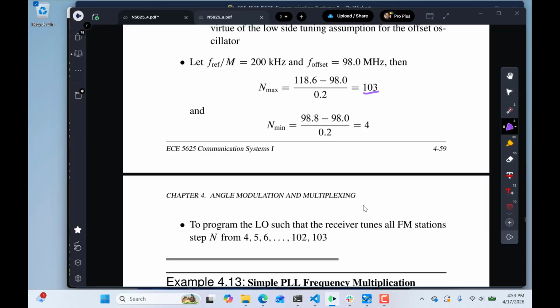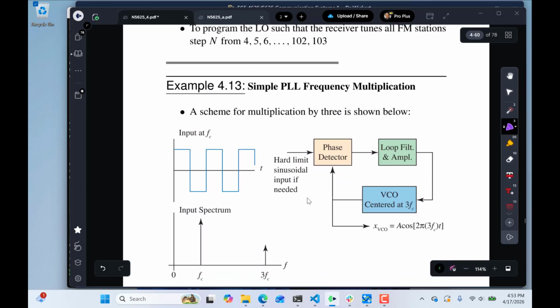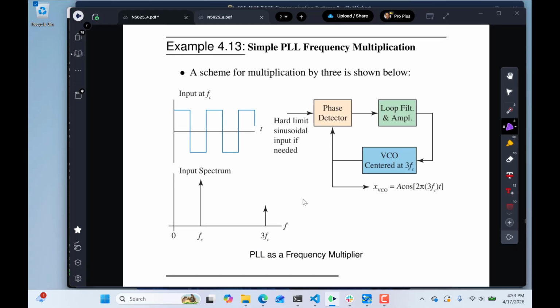And that's all there is to it. So the programmable LO will just be set with a keypad or a digital tuning knob, stepper knob, and it runs from 4 to 103. Make sense? Just a nice solution, a common solution in today's radio environment.